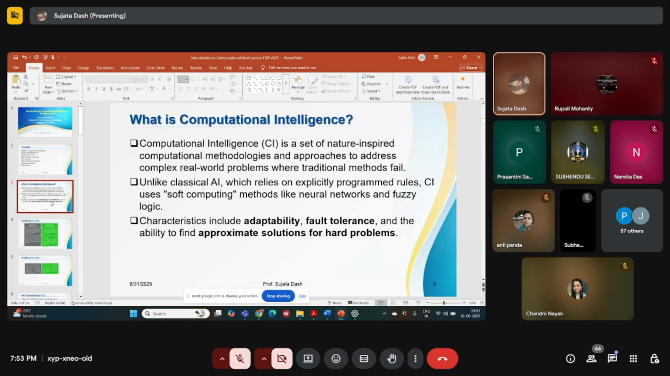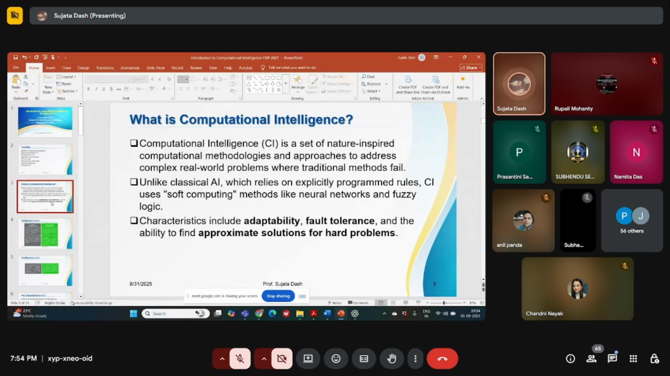But if I come to AI, as you know, classical artificial intelligence depends more on symbolic logic, explicit rules, and expert systems. But CI, computational intelligence, emphasizes or uses the soft computing approach. So now you can find the difference between AI and CI. Of course, it's a very small difference which I explained, but as I proceed, you will get to know what the major differences are between these two.